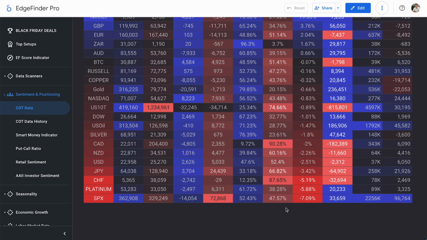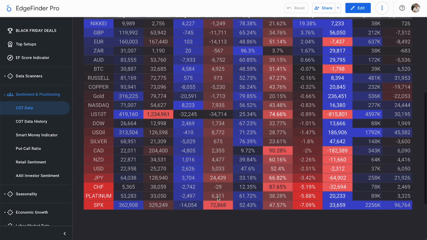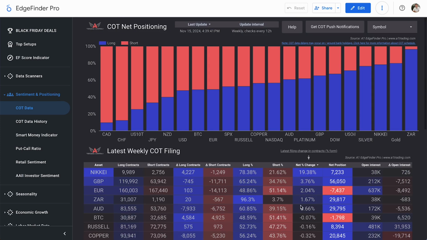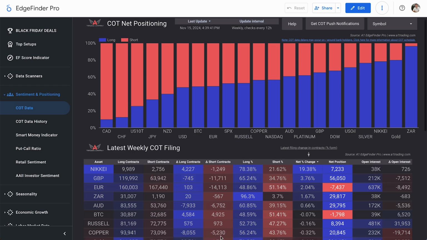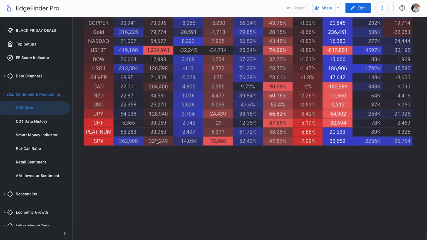Now you may be wondering, how could the S&P 500 have 72,000 short contracts open, but only a net change percentage of 7, whereas the Nikkei only saw 4,000 long contracts open, but a net change percentage of over 19%. Well, we are comparing this to the total number of contracts open. So you see, with 4,000 long contracts added, with only a total of 9,000 long contracts open, this is going to have a much bigger impact on the total long and short percentage than something like the S&P 500 that has over 300,000 contracts open on either side.